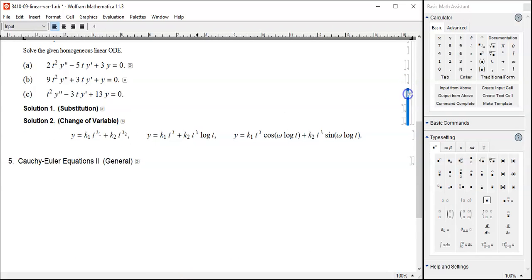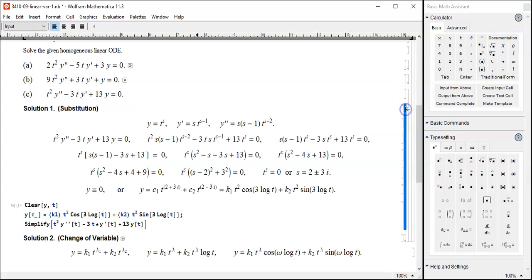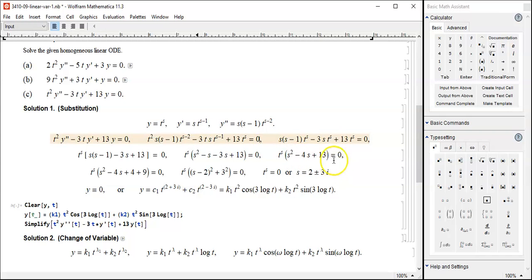How about the last problem? Plug in t to the s power, and then factor t to the s power out. What's left is a quadratic equation, and then it has a pair of complex roots, 2 plus 3i, 2 minus 3i. So the real part, t squared, and then the imaginary part, 3 log of t, with sines and cosines.